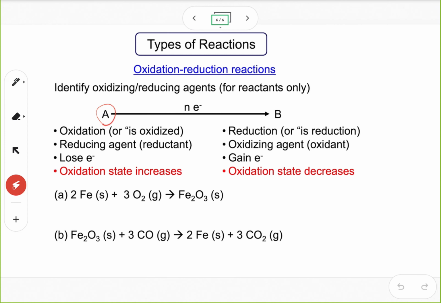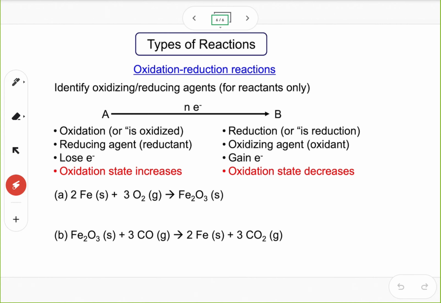Now for A, it loses electrons. So we say that oxidation happens on reactant A, or A is oxidized. In this case, because it's oxidized by another reactant, B is going to be the oxidizing agent. In other words, B oxidizes A, so B is the oxidizing agent. Sometimes the oxidizing agent is also called the oxidant. All right, now let's go further.